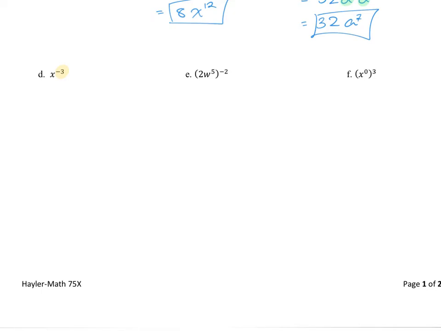We can go ahead and use the fish out of water rule. To make the fish happy, we're going to put it underwater. And now the fish is a positive 3. And there we go. Voila. All right, so for E.